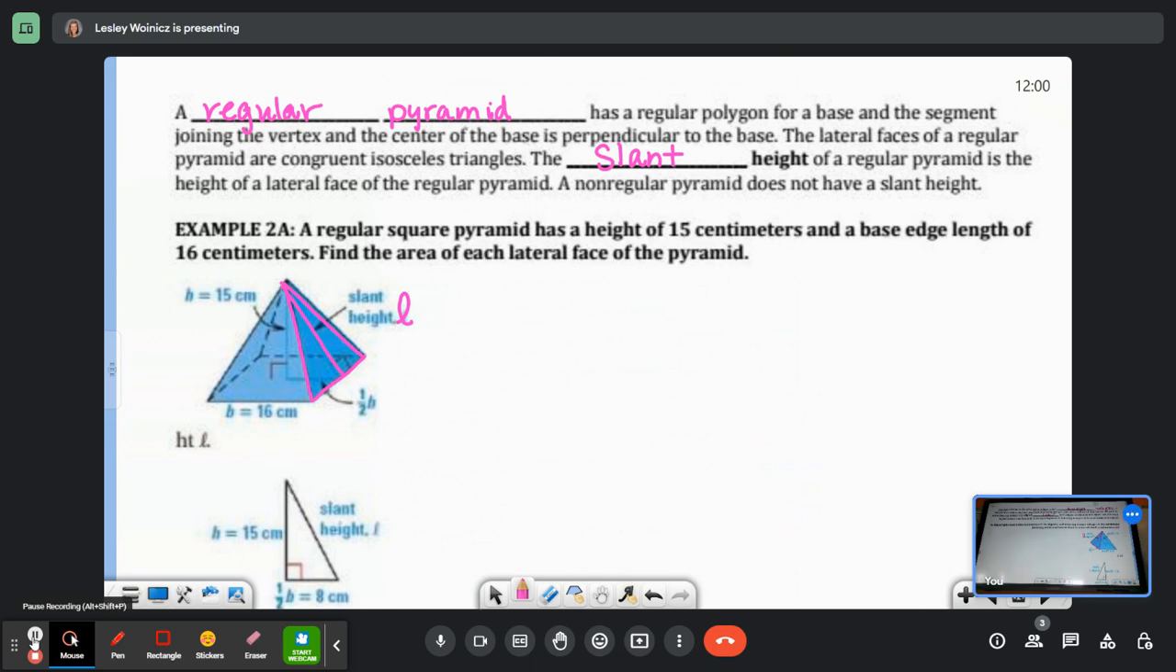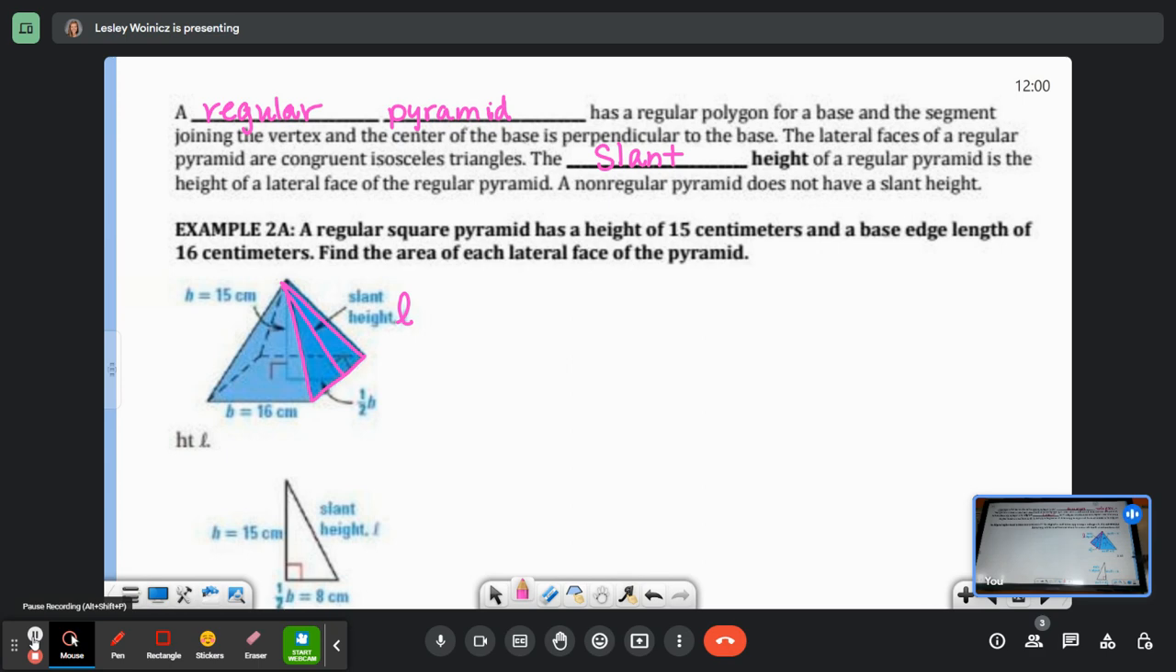Good to know. A regular square pyramid has a height of 15 centimeters and a base edge length of 16 centimeters. Find the area of each lateral face of the pyramid. Well, they're all going to be the same, right? Because I've got a regular square pyramid. So let's just find the area of this face right here. Pick your favorite.